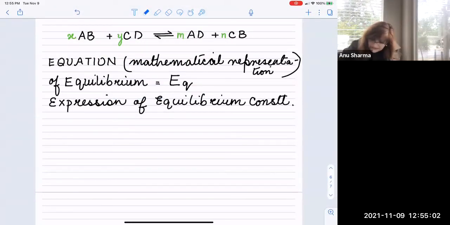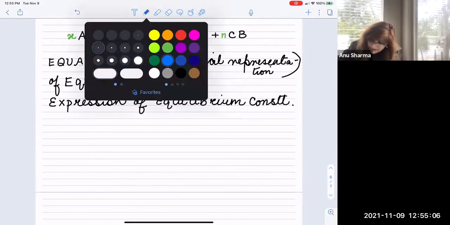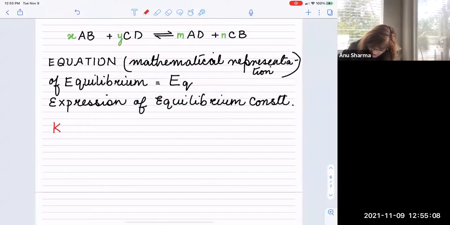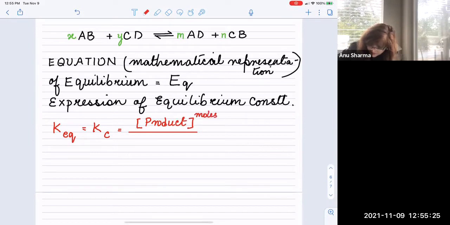So in this case, you're going to write this Kc or Keq. Some books show it as Keq and Kc, it's the same. It is equal to the concentration of the products. All the products are going to be on the top, raised to the power of their moles, over the concentration of the reactants, raised to the power of their moles.